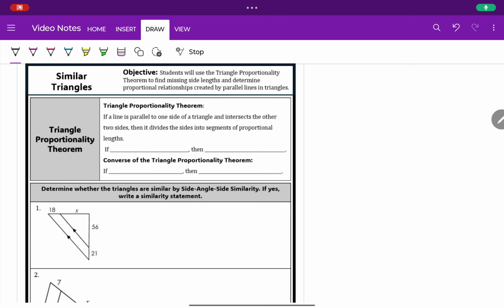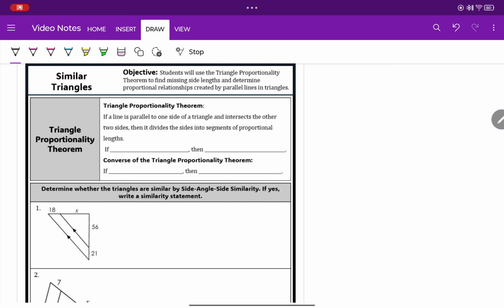Welcome back to another set of flipped classroom videos, and we're looking at similar triangles. Recently, we have gone over our side similarity theorem, our side, and our angle theorem. Today, we're looking at our triangle proportionality theorem.